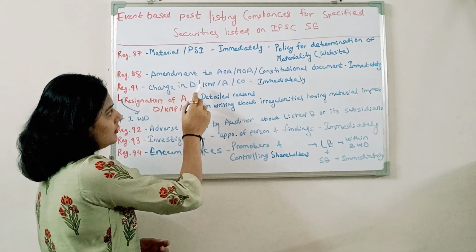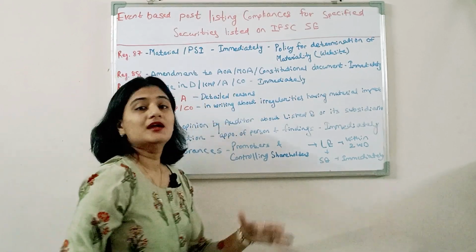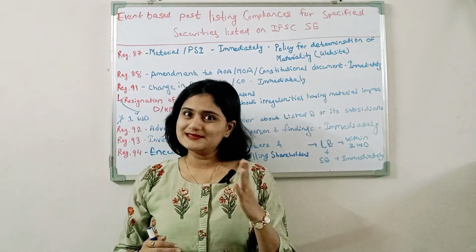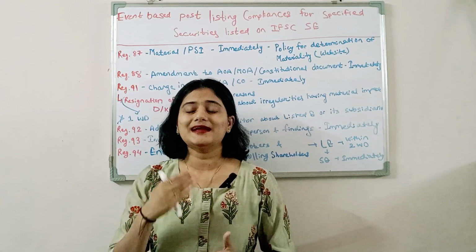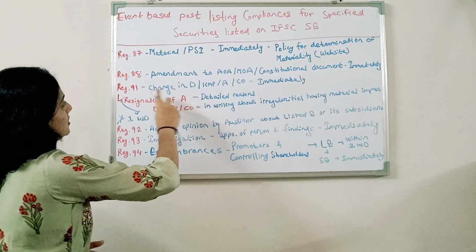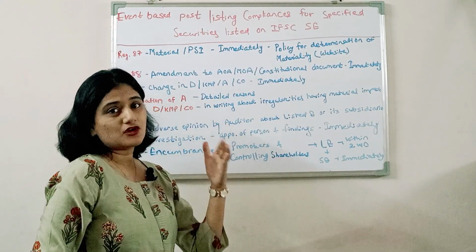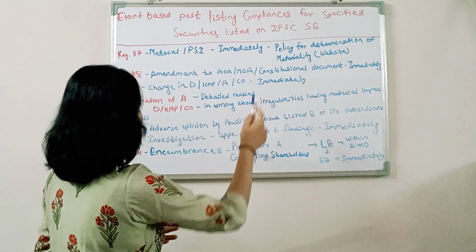Next, regulation 91. Change in director or KMP or auditor or CEO, that is, compliance officer. Here the meaning of compliance officer is same as per SEBI LODR regulation. That means only the company secretary can be appointed as a compliance officer. So any change you have to immediately inform to the stock exchange. That means in case of appointment you have to inform immediately.